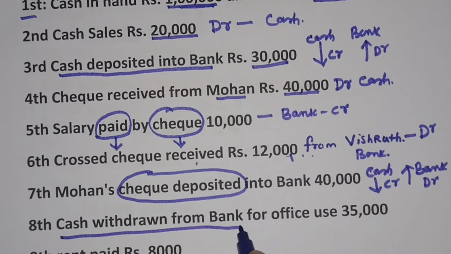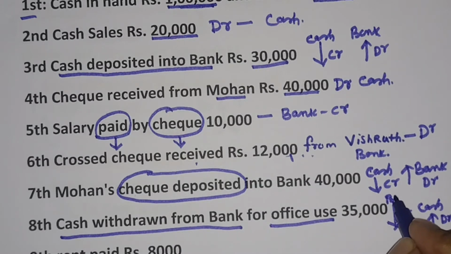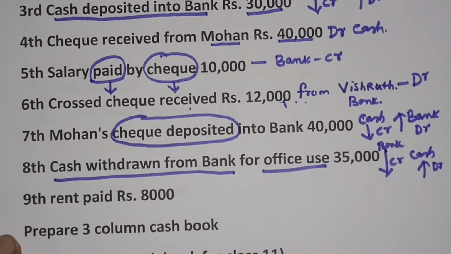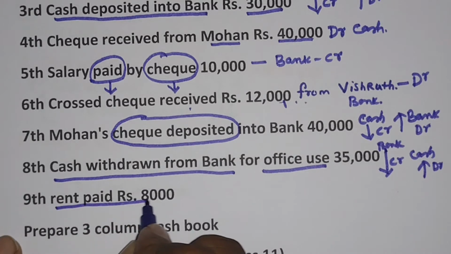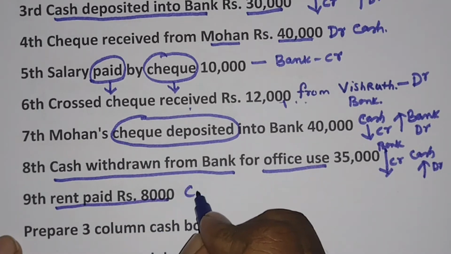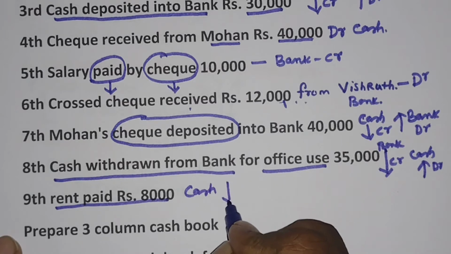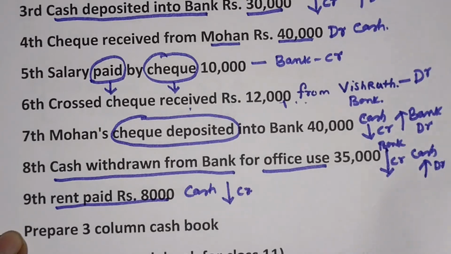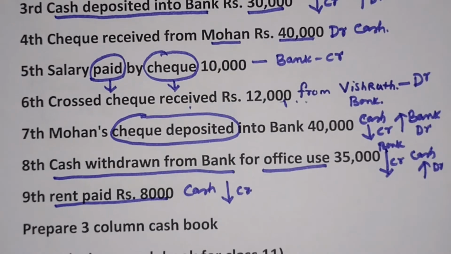Cash withdrawn from bank for office use. Very simple. In bank it reduces, credit side. In cash column it increases, debit side. So bank decreases, and office increases. And last one is rent paid rupees 8,000. So in the cash account it reduces, will go to the credit column. Now let me work out this concept in the answer.